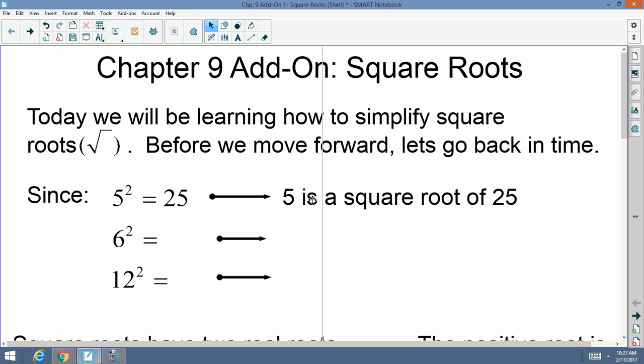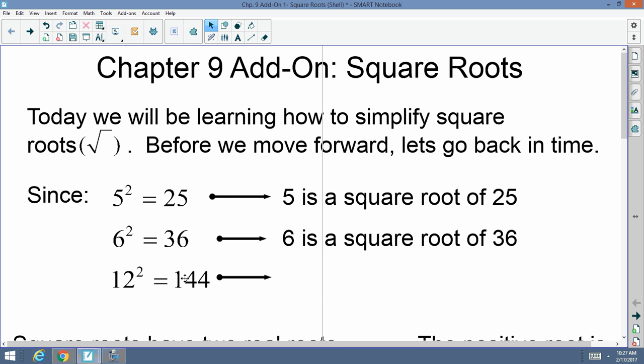If I have 6 squared, that's 6 times 6 is 36. So that means that 6 is a square root of 36. If I have 12 squared, that means 12 times 12, that's 144. So that means that 12 is a square root of 144. So the pattern you should be seeing, guys, is that a square root of a number is a value that you multiply times itself, and that gives you that number. That's what a square root is.